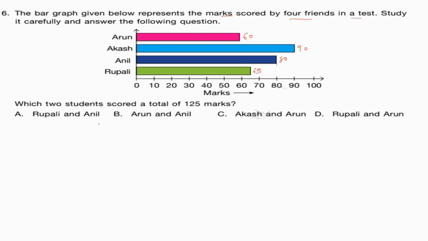Which two students scored a total of 125 marks? If I add Rupali and Anil marks, Rupali is 65 and Anil is 80, so that will be 145. Arun and Anil, Arun is 60, Anil is 80, 140. Akash and Arun, Akash is 90, Arun is 60, that will be 150. Rupali and Arun, Rupali is 65, Arun is 60, 125. So Rupali and Arun scored a total of 125 marks. So option D will be my answer.